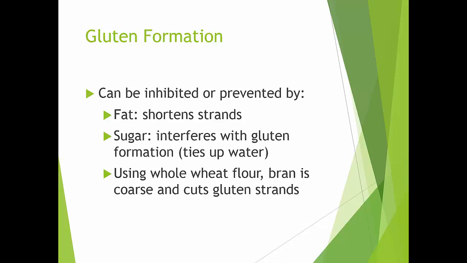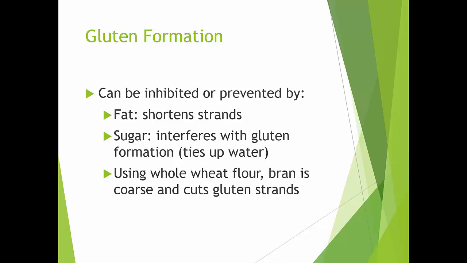There are also ways which you can inhibit or prevent gluten formation, and one of them is by utilizing a lot of fat in the recipe. Fat is known by another name, shortening, and the reason that it's named shortening is because it shortens gluten strands and therefore will not give you that elasticity and chewiness that you would get from developing a lot of gluten.